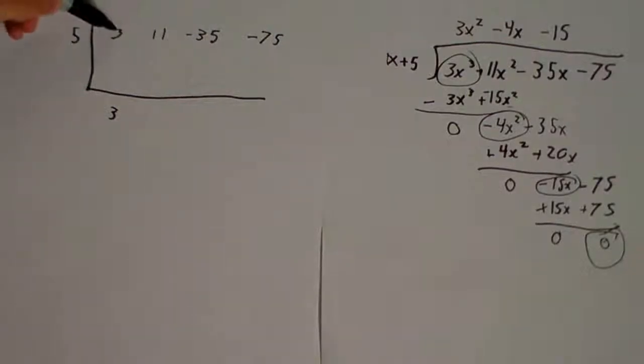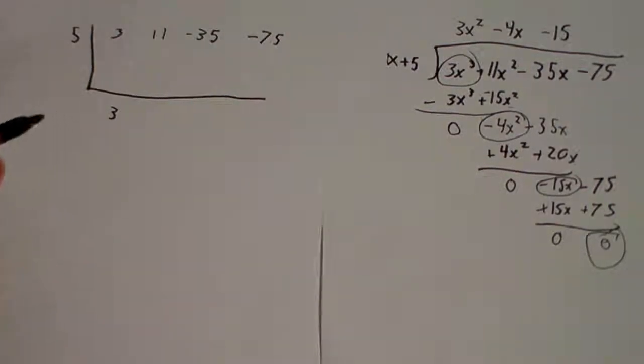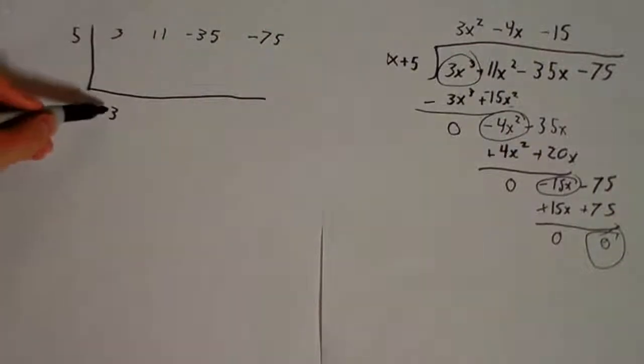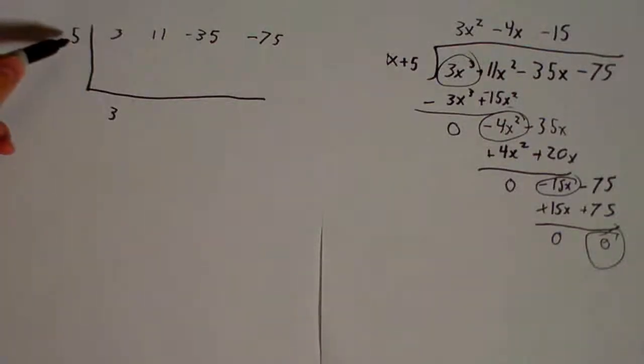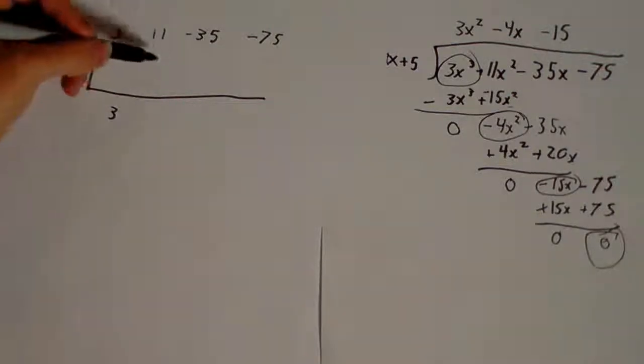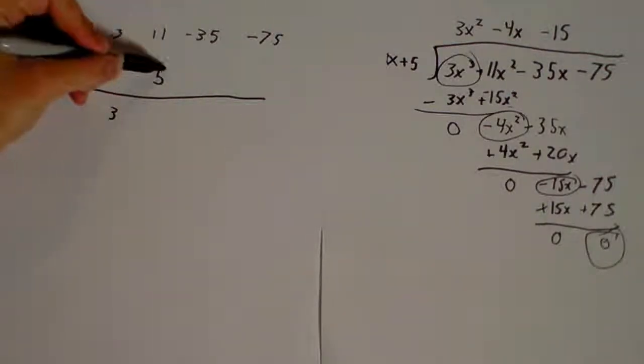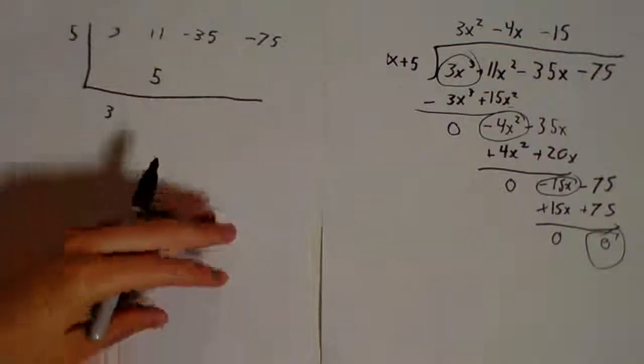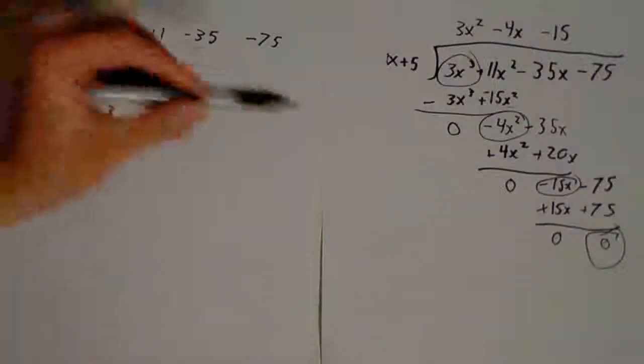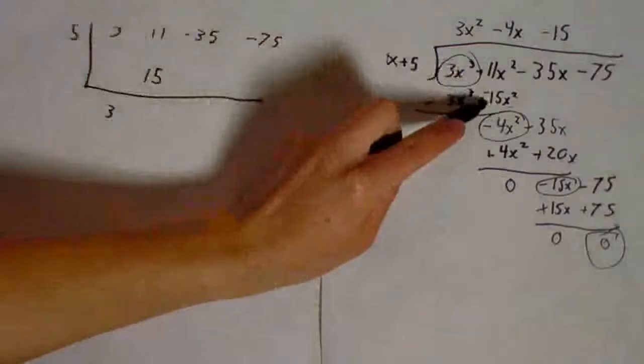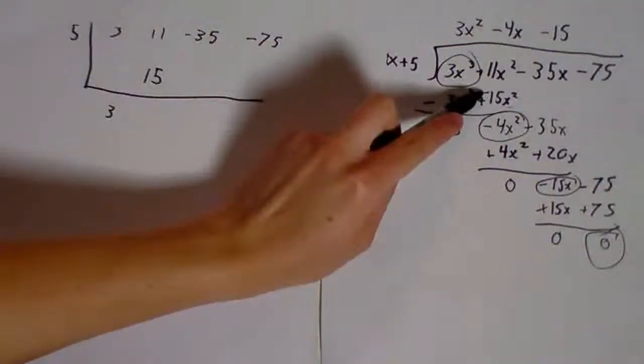So we're not going to worry about multiplying this 3 here by x. There is no x anyway, because we already got rid of that. What is going to happen though is we're going to multiply this 3 by 5. And so we'll multiply the 3 by 5 and put it under the 11. Just like it's 15. Now notice here we put the 15 under the 11 and then made that negative.